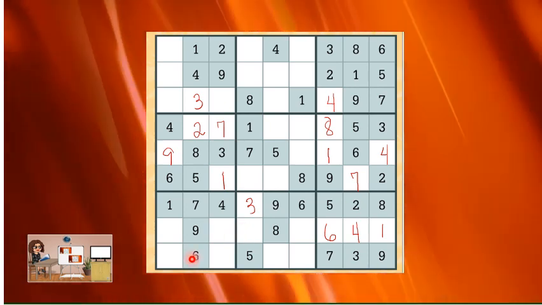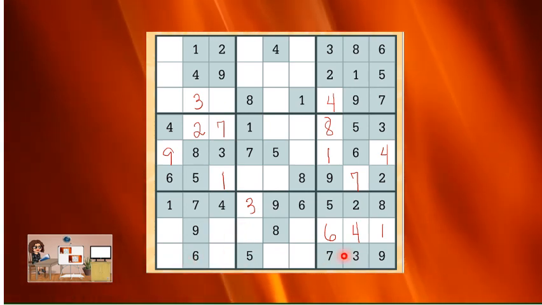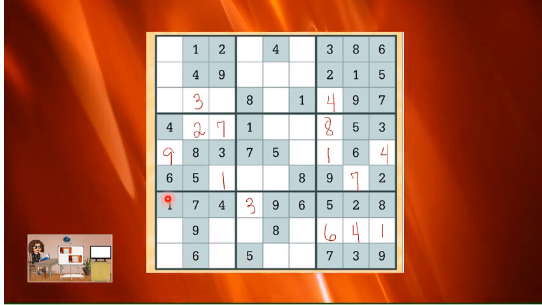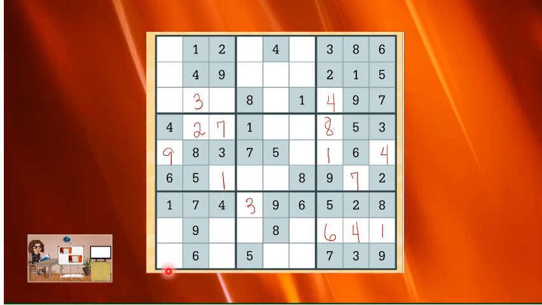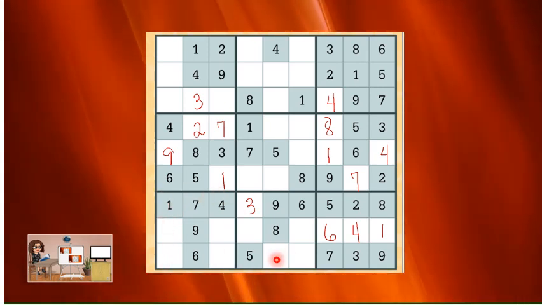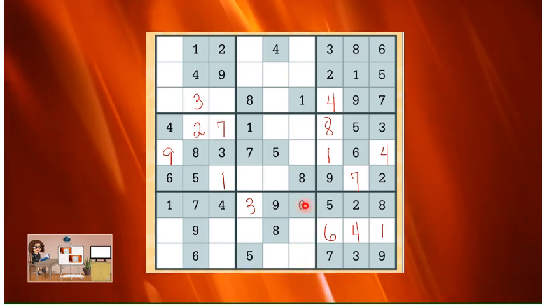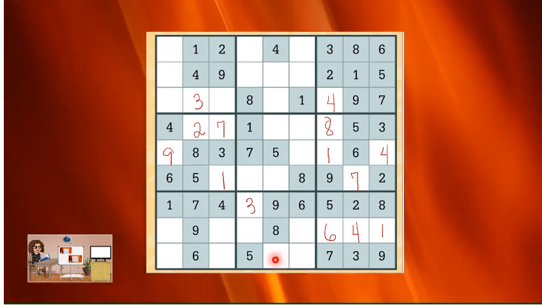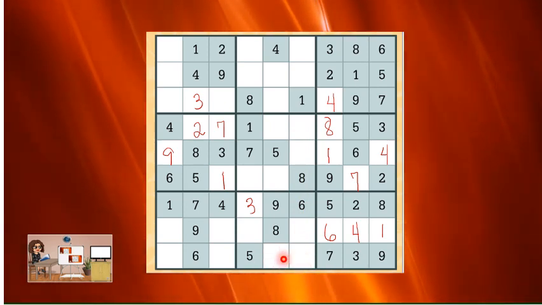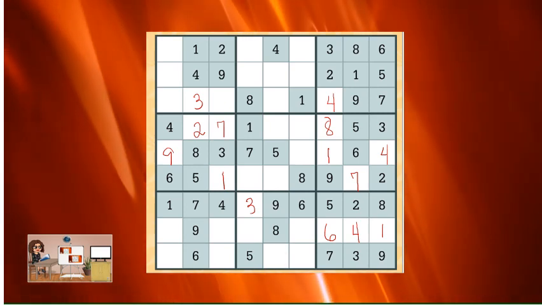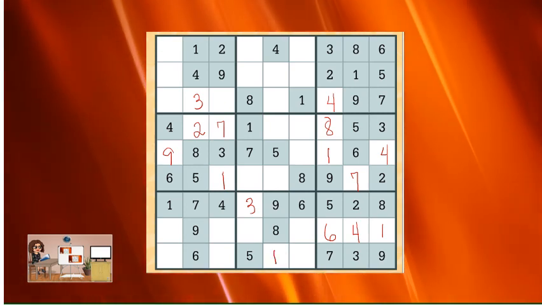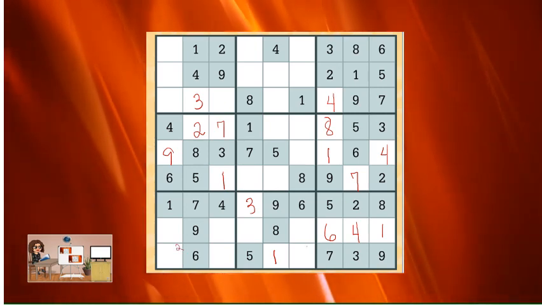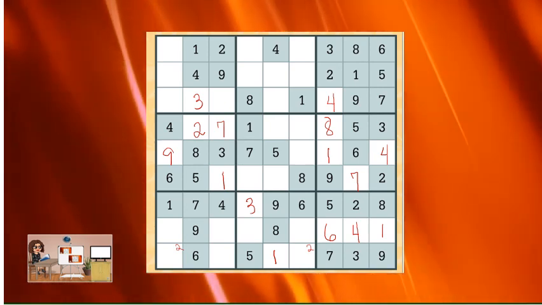How about on this row? 1 is missing. We cannot put 1 here because there's already 1 in this block. So we have to fill in 1 here in these cells, but we cannot put 1 here because of this 1. So the right cell to place 1 is just here. So we write 1 and then we have 2. 2 can be written here and here.